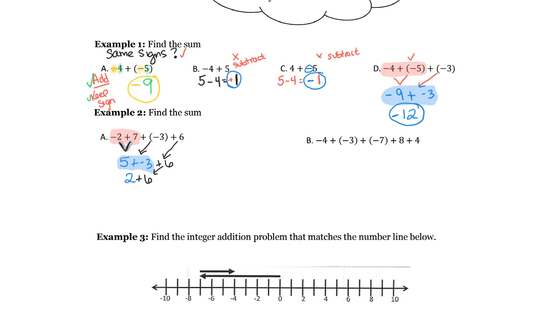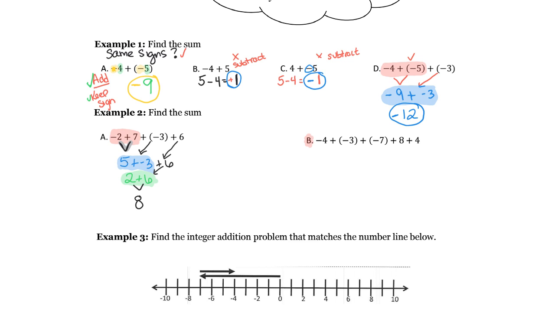Last, we're looking at this problem. What's 2 plus 6? Are these the same signs? Yes, so we add them and keep the sign. They were both positive, so that stays positive. All right. I want you to try letter B. I want you to pause the video and try B, okay?